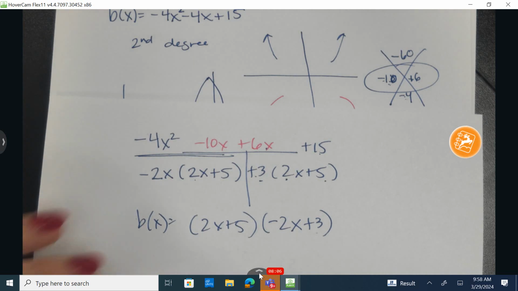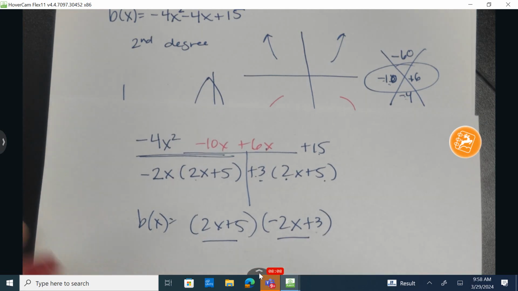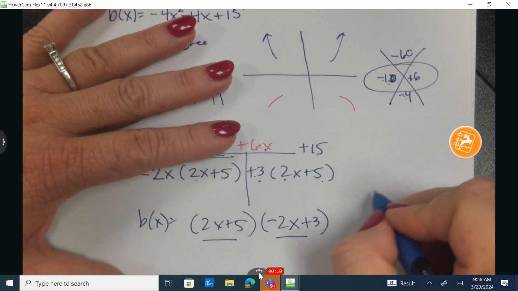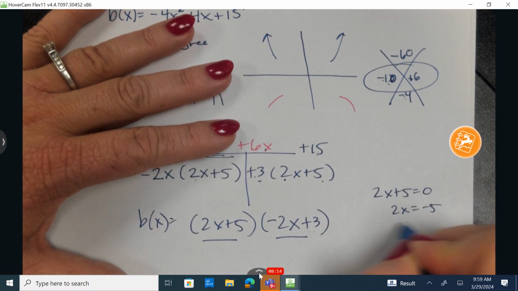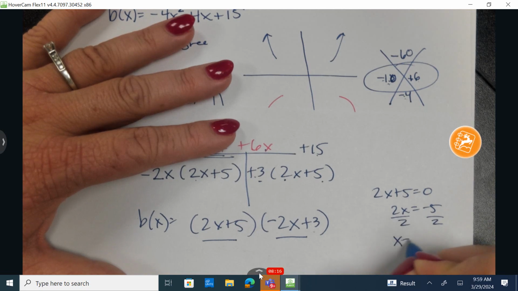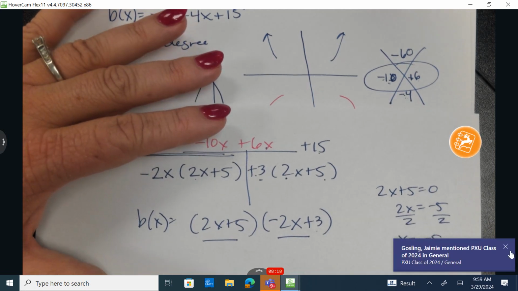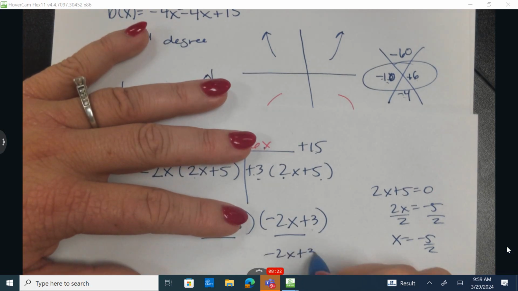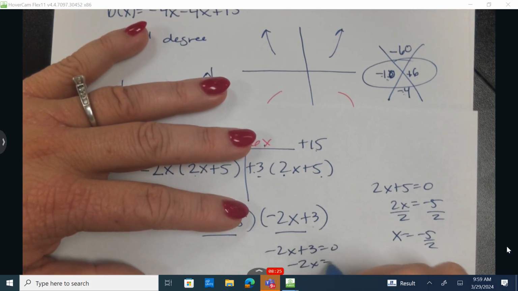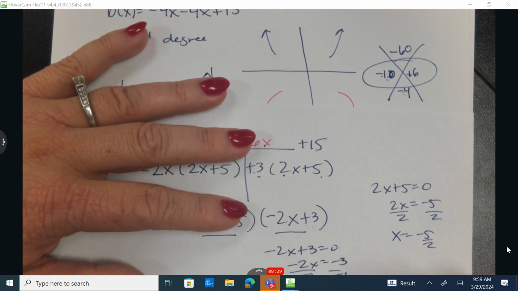So in order to figure out the zeros of the function, or eventually our x-intercepts, I'm going to take each one of these quantities, set it equal to 0, and solve. So subtracting 5 to the opposite side and dividing by 2, I get negative 5 halves, which could also be represented as negative 2.5, and then negative 2x plus 3 equals 0. I'm going to move 3 to the opposite side, divide by negative 2, and I have a positive 3 halves.